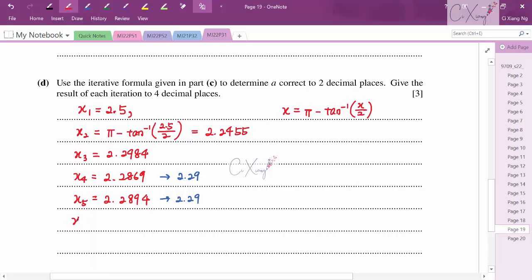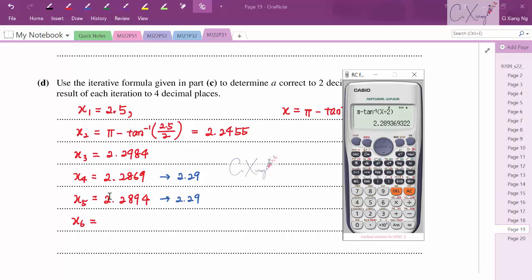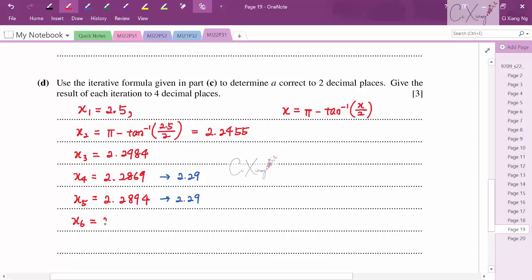If you want to be safe, you can try one more extra iteration to confirm the answer. So the last iteration that I want to do is again insert the 2.2894. Press on the calculate sign, and then I key in 2.2894, press the equal sign, and I get 2.2888. So again, I will write in 2.2888, and I double check my answer. If I convert it into 2 decimal places, it is still 2.29. So since the 2 decimal places answer has repeated already, we can conclude that our answer for the root is equal to 2.29.